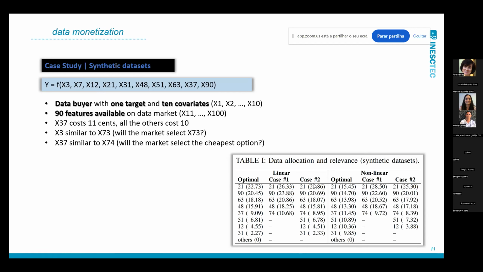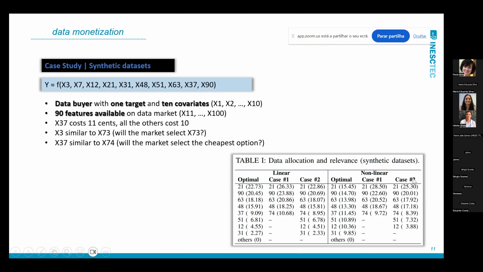So 100 is enough to buy the 8 relevant features plus 2 non-relevant. And our idea is to check what happens in this case. And we see that for the linear case, it works well. So it just selected exactly the 8 features that it should select.